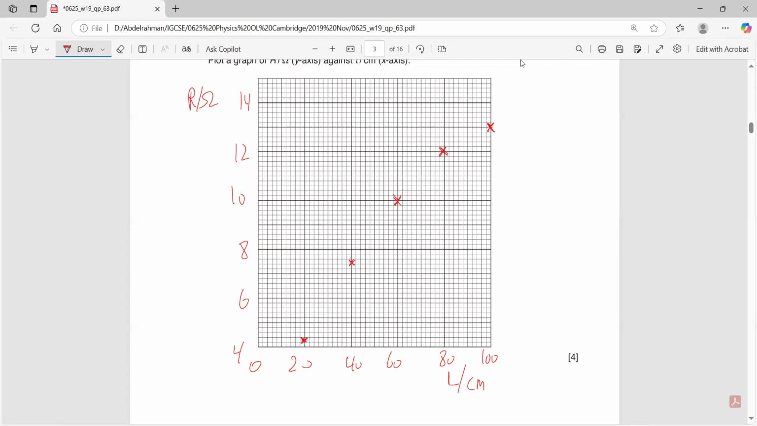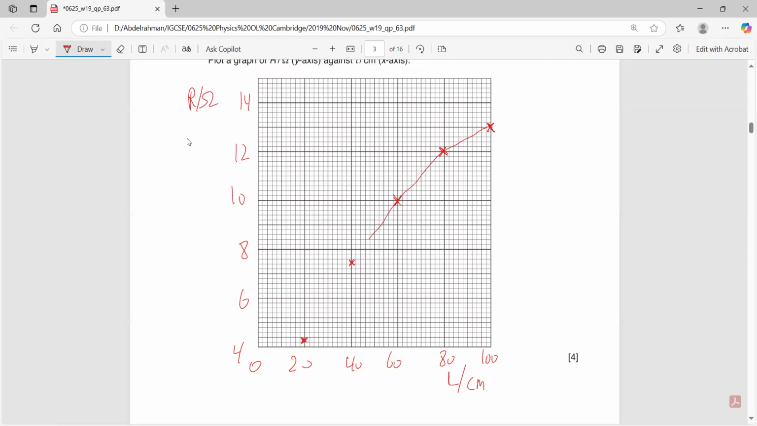Is this a straight line? Can this be a straight line? No, this is not a straight line. This is definitely a curve. One of the very few questions when you are required to draw a curve, which is okay. Can I draw a curve? Yes, I can draw a curve.